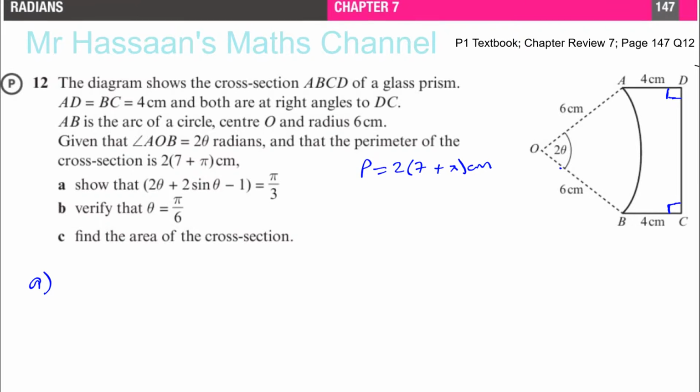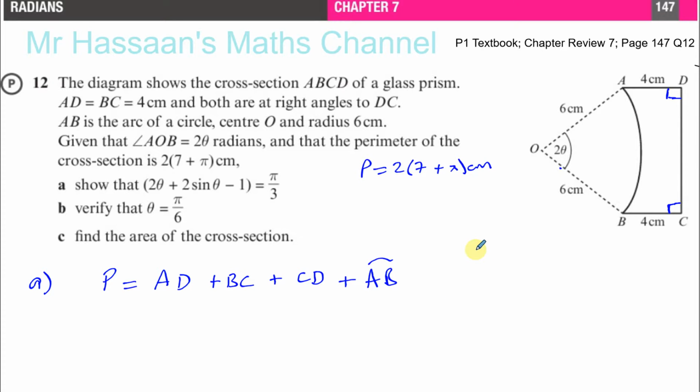Let's first of all think about the perimeter of the shape. You have AD and you have BC, these two lines. You also have another straight line which is CD, and then you have the arc AB, the arc from A to B. Those are all the lines that make up the perimeter. Remember, the perimeter of the shape is the length of the outline that encloses the whole shape.